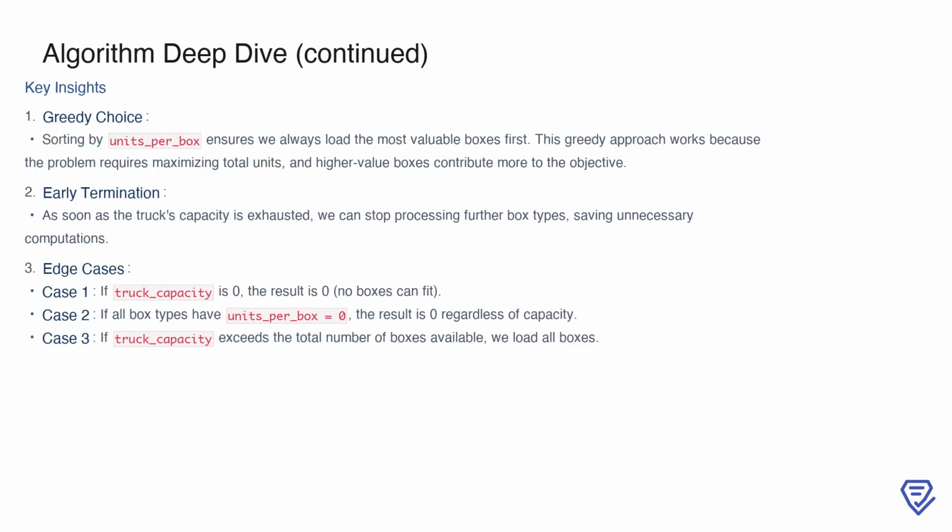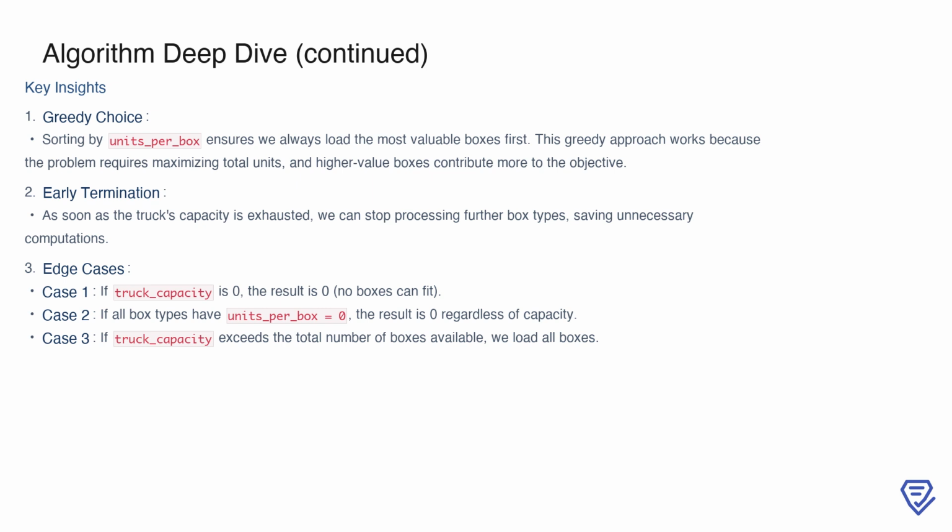The key to solving this problem lies in making a greedy choice at every step, which ensures that we maximize the units loaded. By sorting the box types in descending order of units_per_box, we guarantee that the most valuable boxes are loaded first.